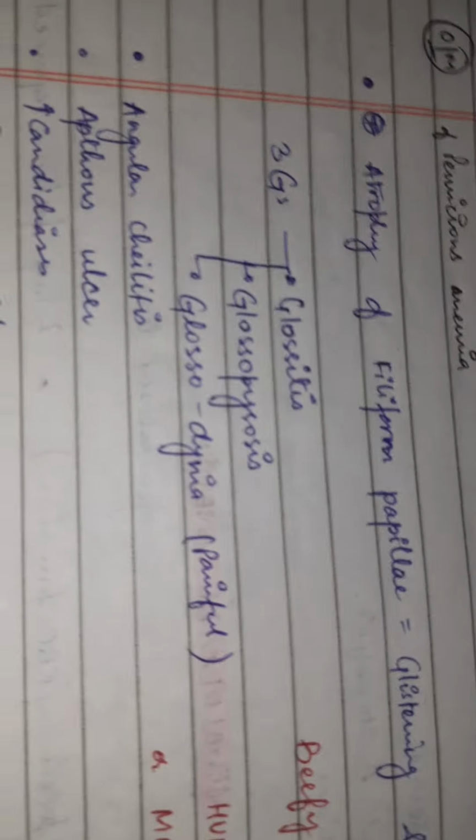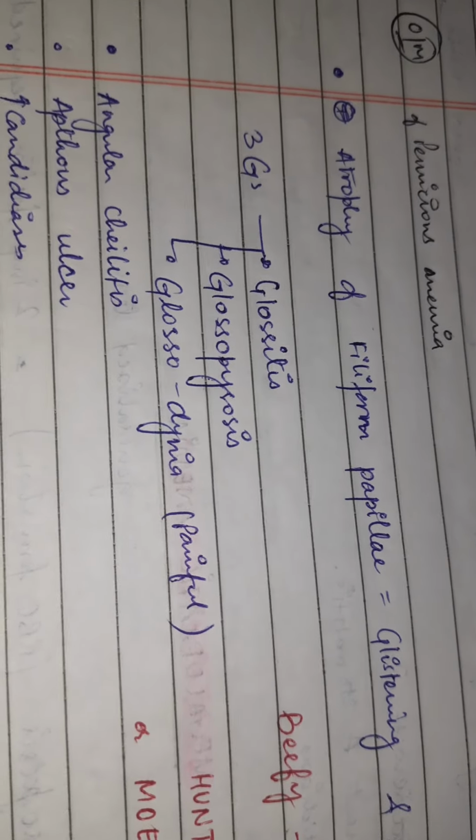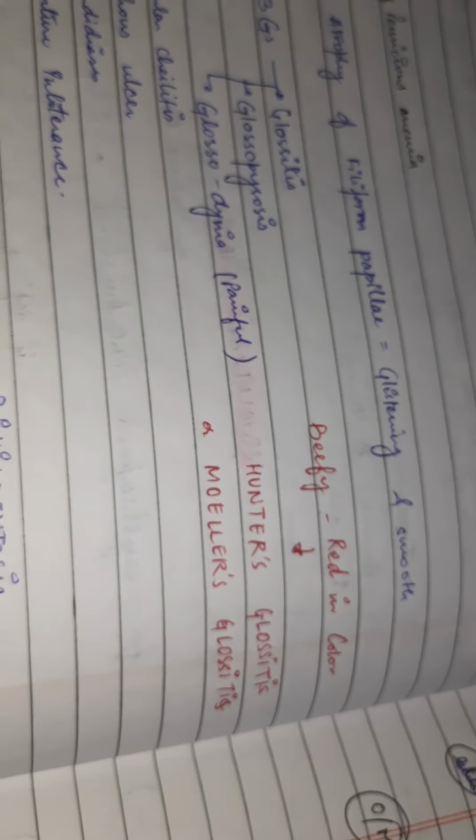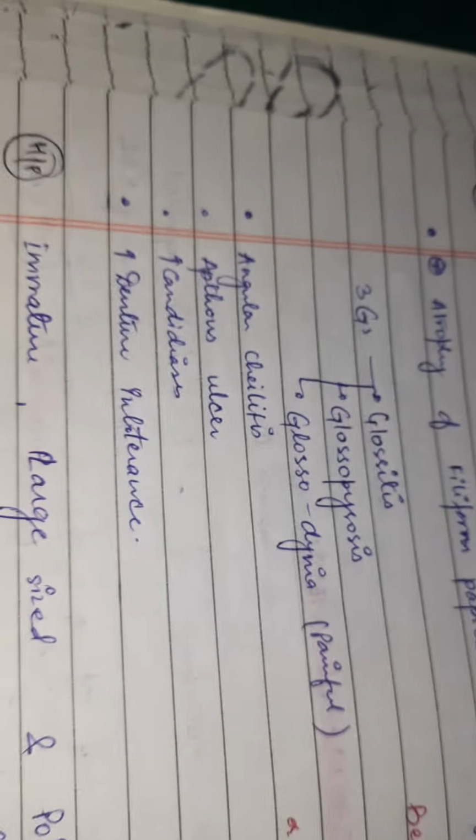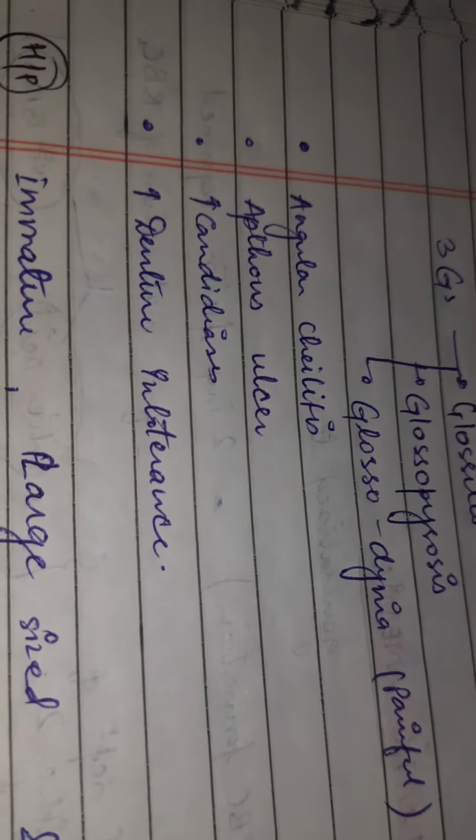The 3 G's: glossitis, glossopyrosis, and glossodynia, a painful tongue. It is beefy red in color, called Hunter's glossitis or Moeller's glossitis. Also angular cheilitis, aphthous ulcer, increased candidiasis incidence, and increased nutrient intolerance.